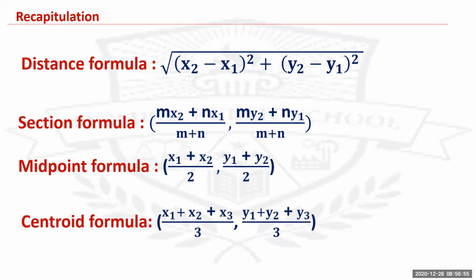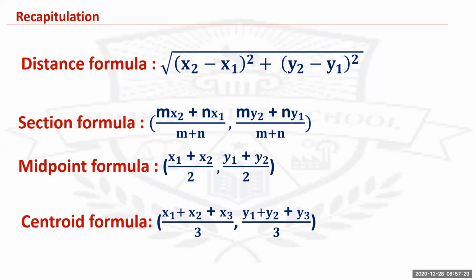At last, we had studied the centroid formula. Centroid is the point where the medians of the triangle meet each other, and it's the point where each median is divided in the ratio 2:1. So in order to get the coordinates of that point, the formula is x1 plus x2 plus x3 upon 3 for the x coordinate, and y1 plus y2 plus y3 upon 3 for the y coordinate.